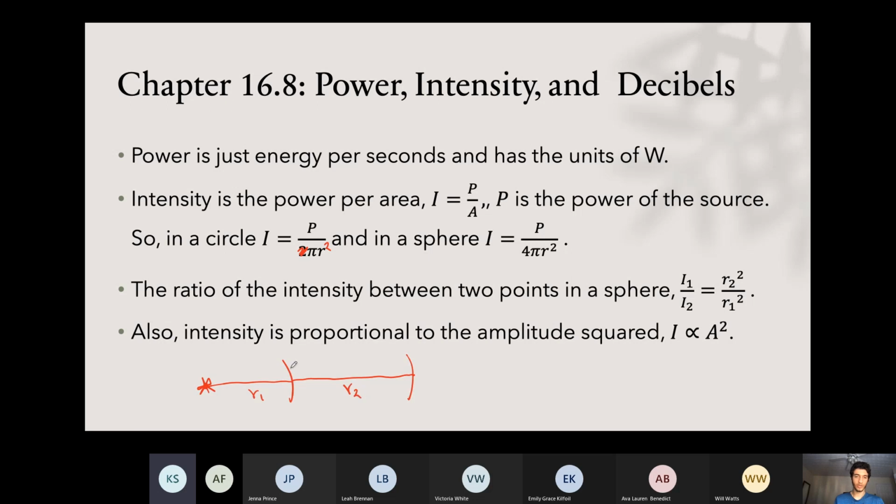This is your R2. So if you have here I1 and I2, the ratio between I1 and I2 is the ratio between R2 squared over R1 squared.